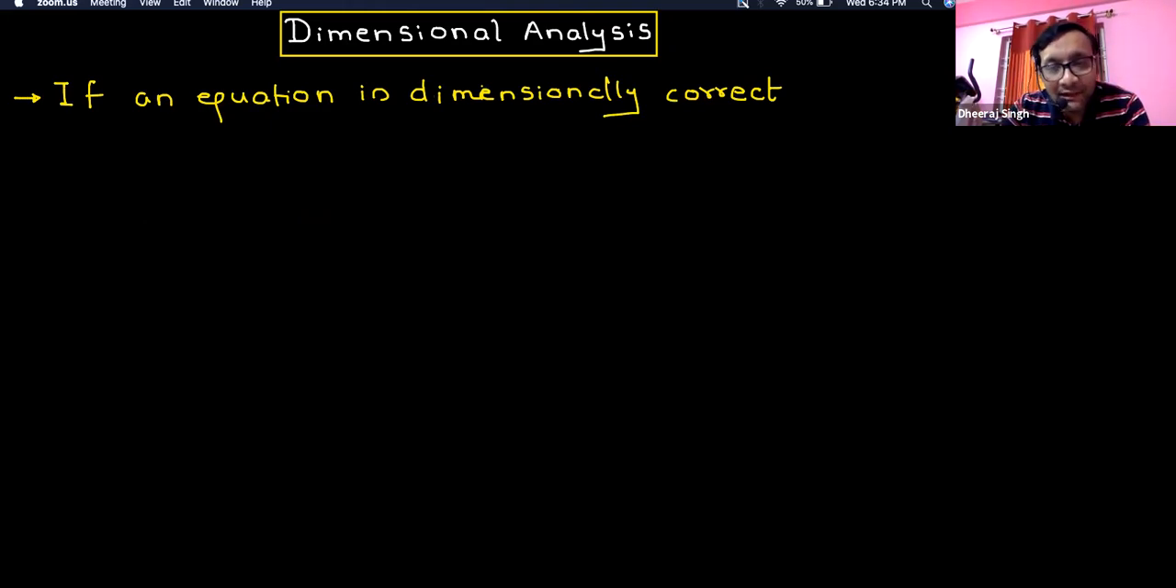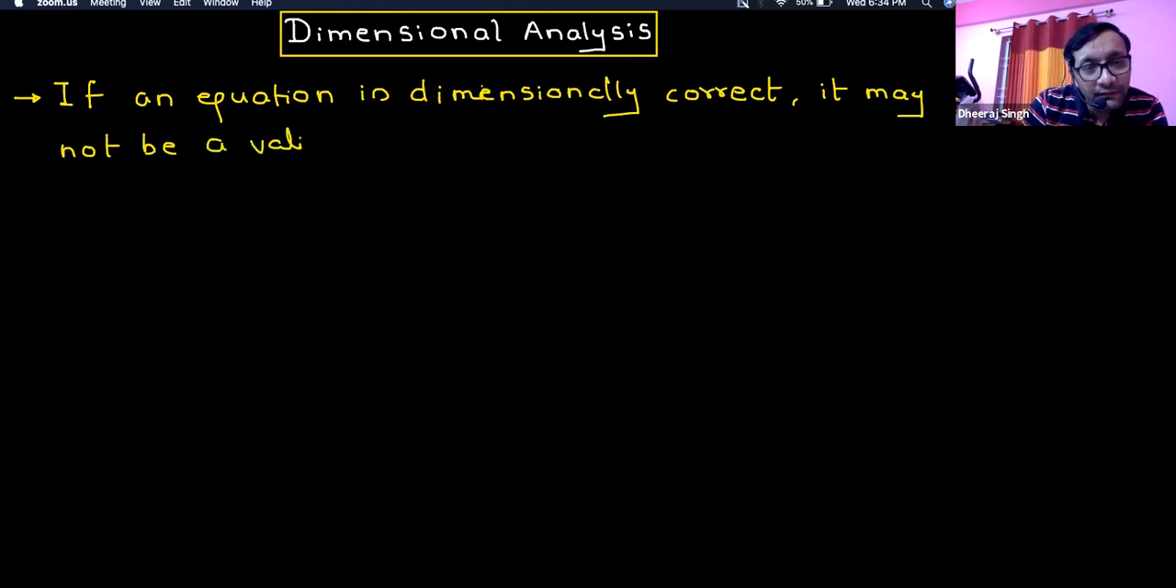So if an equation is dimensionally correct, it may not be a valid equation. For example, torque has the same dimension as work, but you can't say torque is equal to work. Just because two dimensions are equal doesn't mean that the quantities are equal. Torque and work have the same dimension, but you can't equate them. They are dimensionally equal, but not numerically equal.